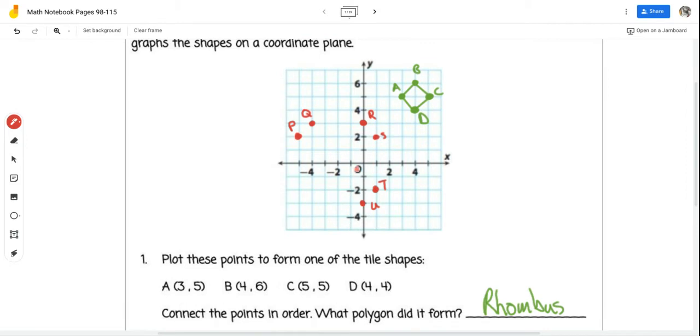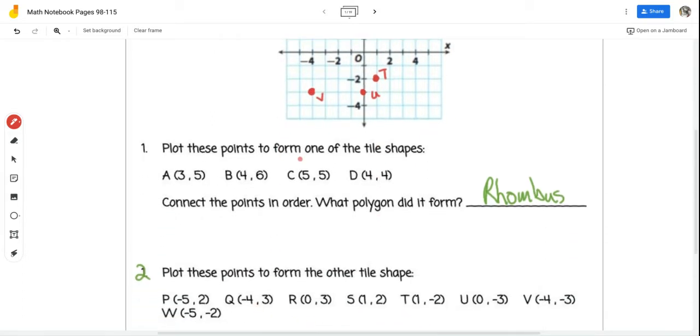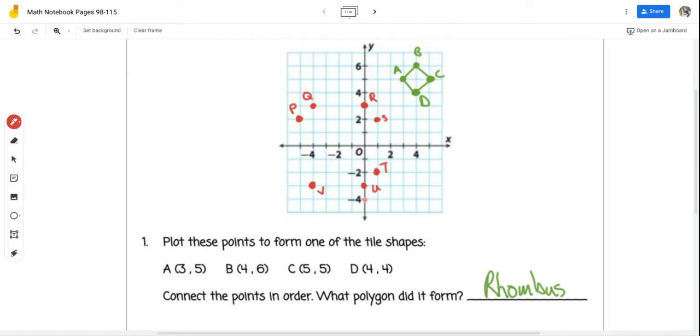V is negative 4, negative 3, so negative 4 on the x-axis, negative 3 on the y. There is V. And then finally, we have W, negative 5 on the x-axis, negative 2 on the y. There we go. There's W. When I connect these points, starting from P to Q, and then Q to R, R to S, S to T, T to U, U to V, V to W, and then W to P again.